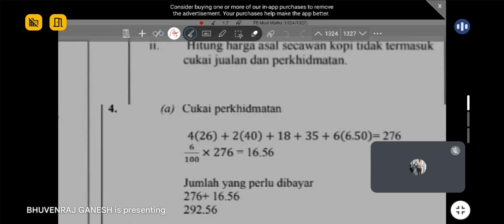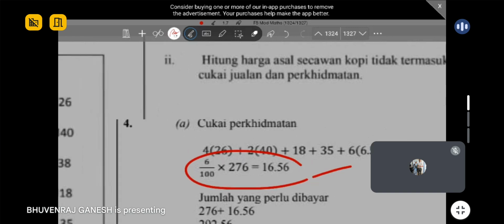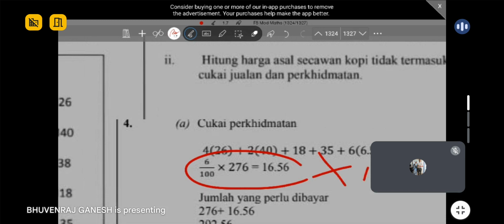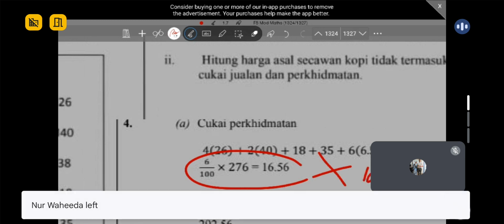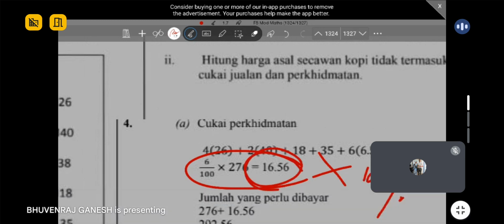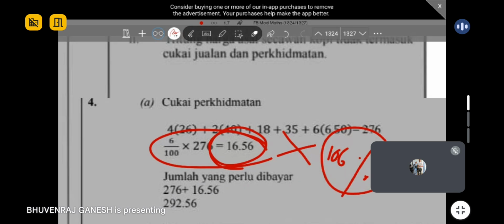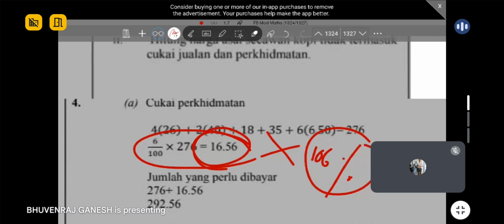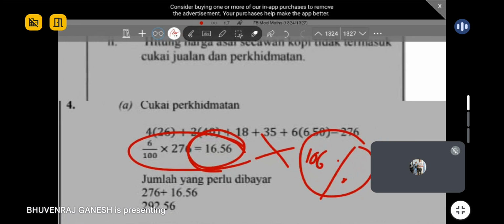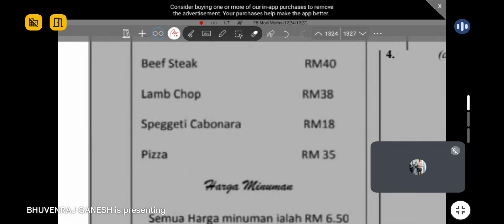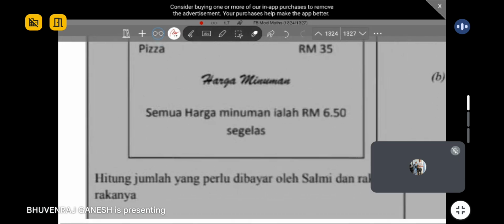This one, guys, kalau kamu nampak ni, kamu boleh skip langkah ni. You no need to do this one. Means direct you take 106%, like what I told you all just now. Kamu ambil terus 106% kali 16.56. Then you will get directly jawapan dia 292.56. Okay guys, boleh dapat? Are you clear for this question? Should be okay, right? This one is the normal type of test.